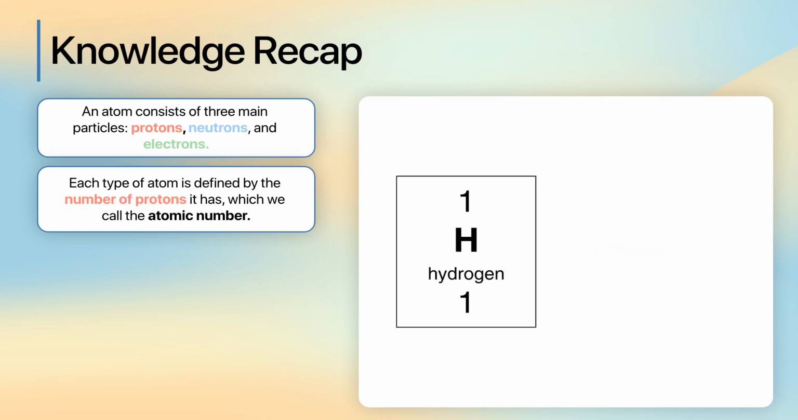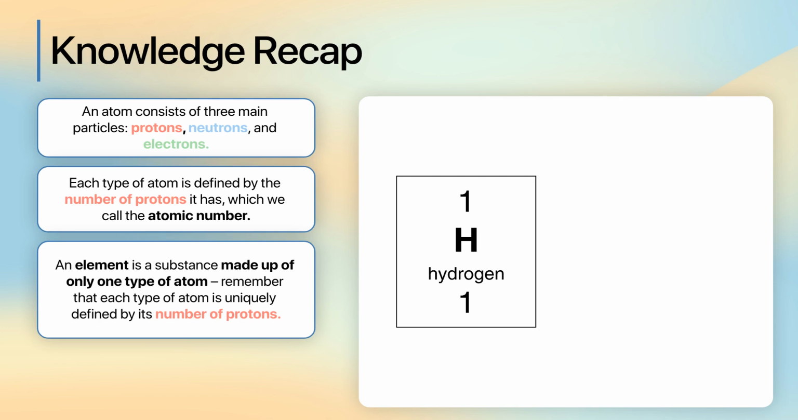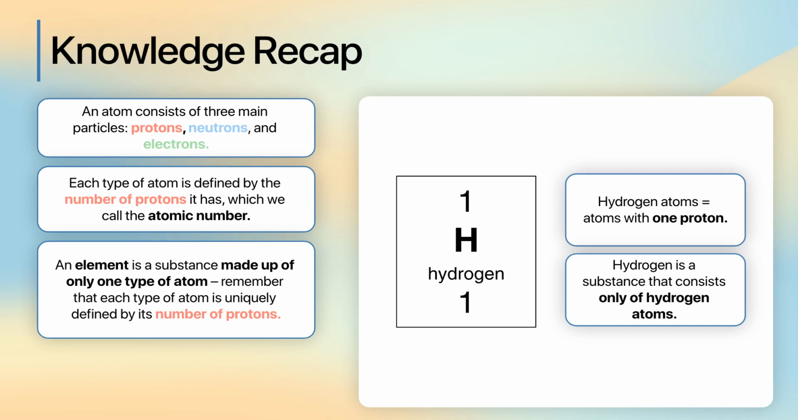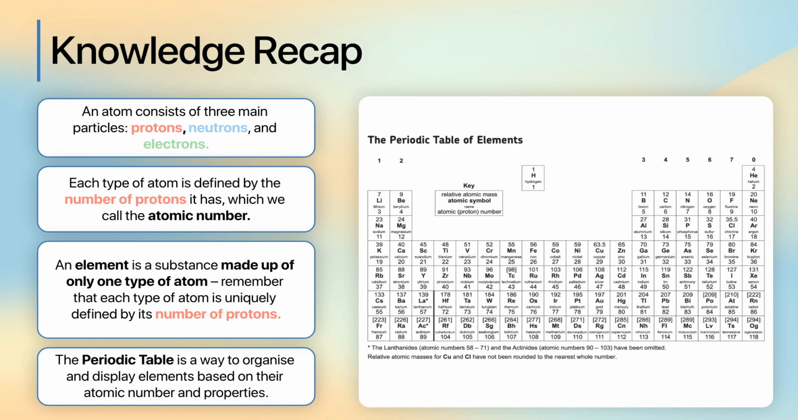Now, what is an element? An element is a substance made up of only one type of atom. Remember that each type of atom is uniquely defined by its number of protons. For example, all atoms with one proton are hydrogen atoms, and the element hydrogen is a substance of any amount that consists only of hydrogen atoms, just like the term water refers to any amount of water. Elements like oxygen, carbon, and iron are all examples of substances made entirely of one type of atom. The periodic table is a way to organize and display elements based on their atomic number and properties.